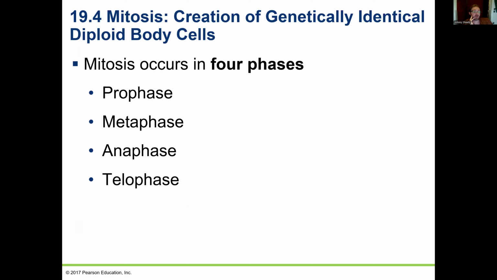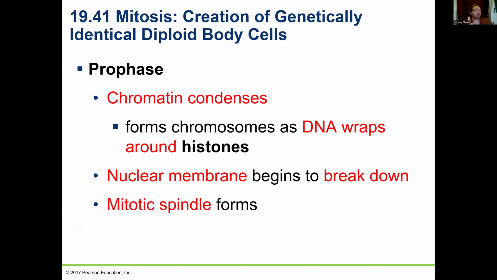Mitosis occurs in four phases. These are prophase, metaphase, anaphase, and telophase. So let's go through them one at a time. Prophase is the first stage of mitosis. This is when the chromatin condenses. Chromosomes are formed as the DNA is wrapping around the histones. The nuclear membrane starts to break down, and then the mitotic spindle near the centromere starts to form.